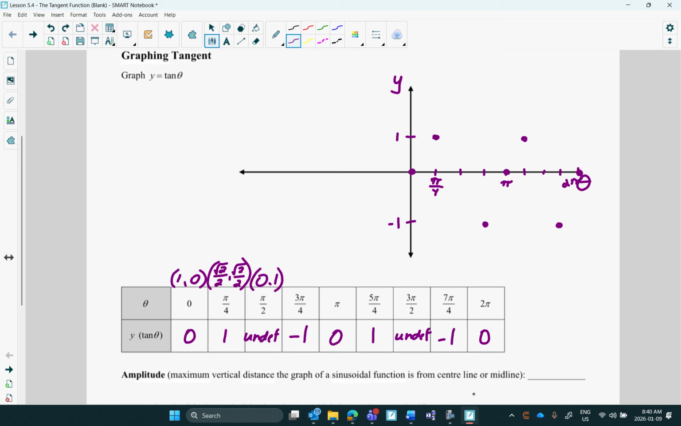So we can see we go on the x-axis 0, up, and then undefined, and then down, x-axis, up, undefined, down, x-axis. I could see the next one has to be up, just like the next one over here has to be down. But what do I put for undefined?